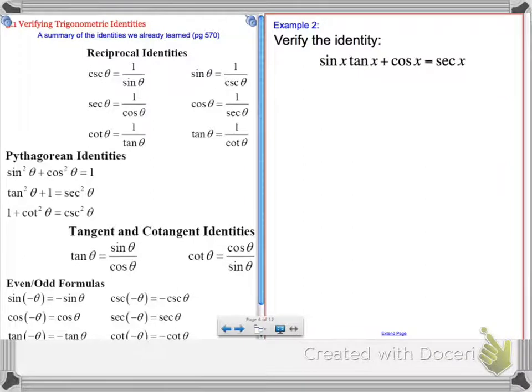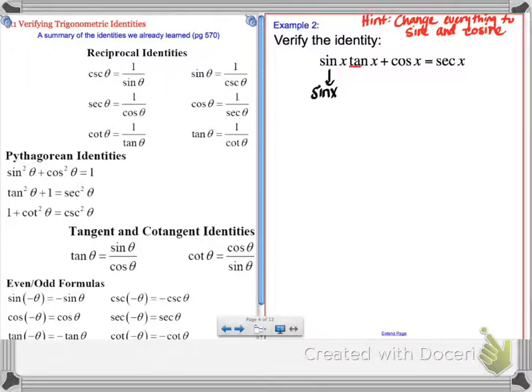So the next example, again, we're going to start with the more complicated side. But my hint here is that you should try and change things to sines and cosines. They tend to be the equalizer, the guy that's in the middle that everyone can turn into fairly easily. So if we change things to sines and cosines, we're a little bit able to see where to go from there. So I'm going to take everything on the left and I'm going to change it to sines and cosines.